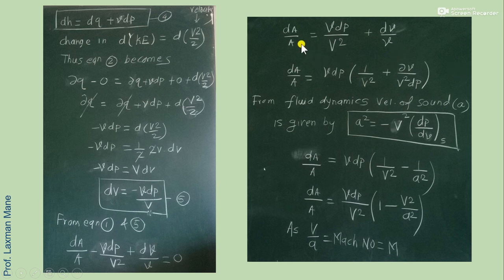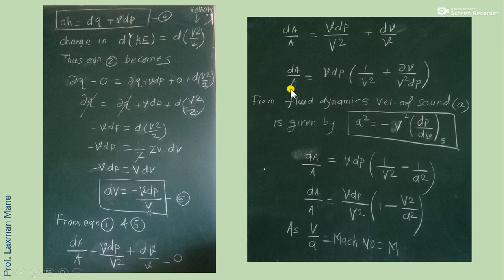Further, this equation we will write in this way, taking VdP common from the bracket: we find 1 by V square plus dV upon V square dP, bracket complete. Now why do we do this? From fluid dynamics, the velocity of sound, that is A, is given by A square is equal to minus V square dP divided by dV at constant entropy. Now we can replace this term with this second term.